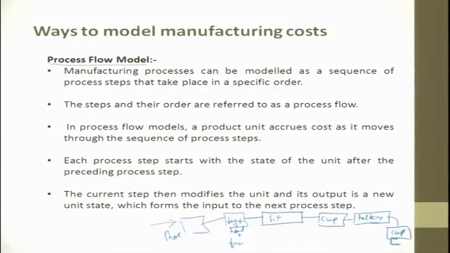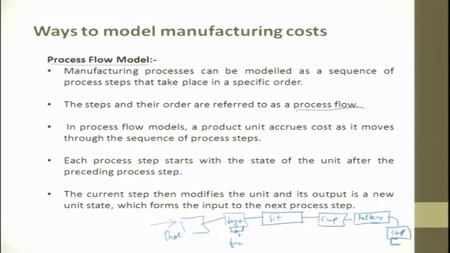In manufacturing also it is the same. A manufacturing process can be modeled as a sequence of process steps that takes place in a specific order. The steps and their order are referred to as a process flow. In a process flow model, a product unit acquires cost as it moves through a sequence of process steps. So, at every step, there is a value addition for a raw material to get converted, and for every value addition there is a costing. So, a costing gets built up in the product.